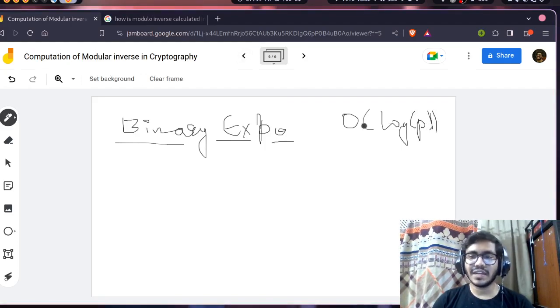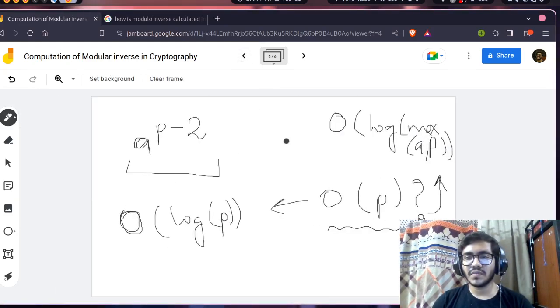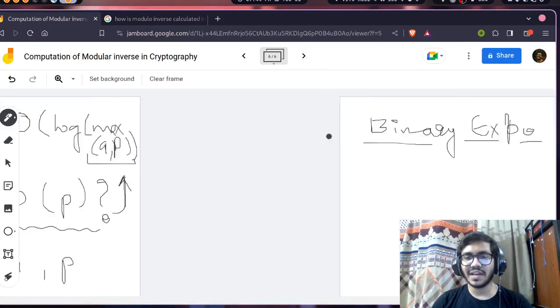Now, I'll prove the time complexity soon. If you see that it's close to this, because the maximum of a mod p comma p will mostly be p. Because if you are trying to calculate a to the power p under the mod, then automatically a will be written as a mod p comma p, and the maximum of these is of course p. So again, this is exactly O log of p as we are trying to do here.